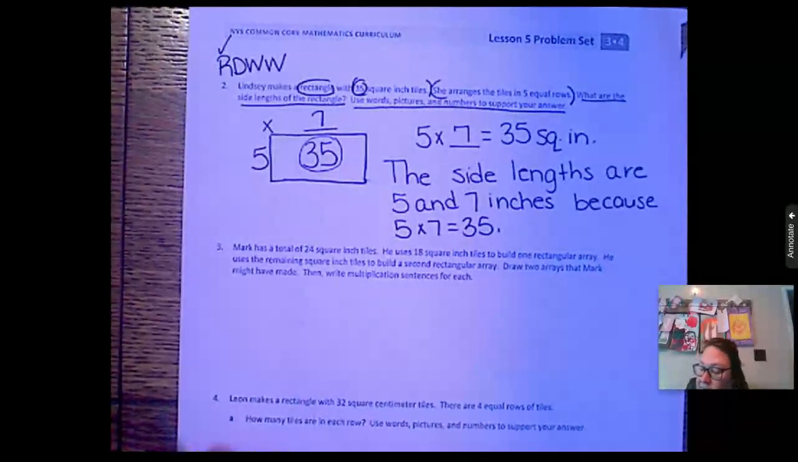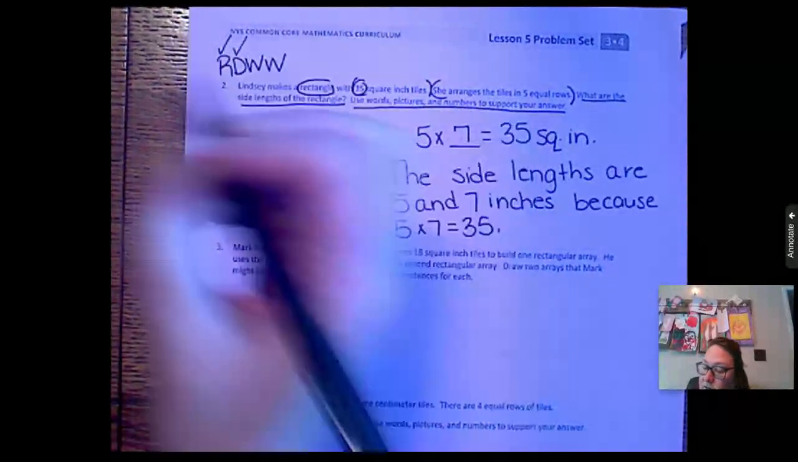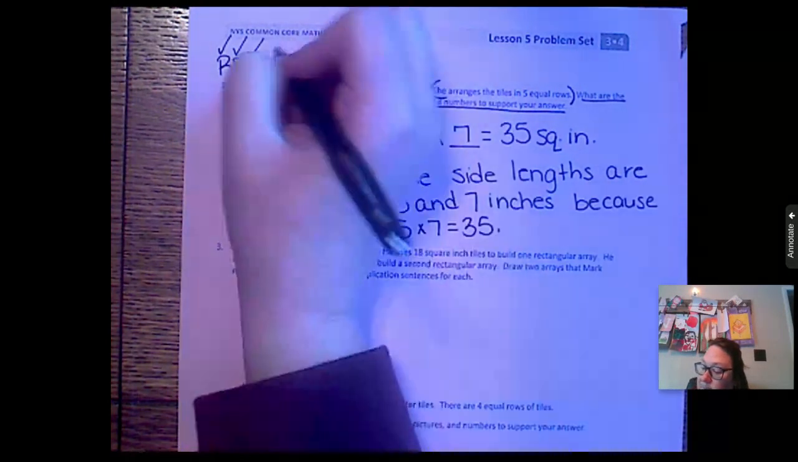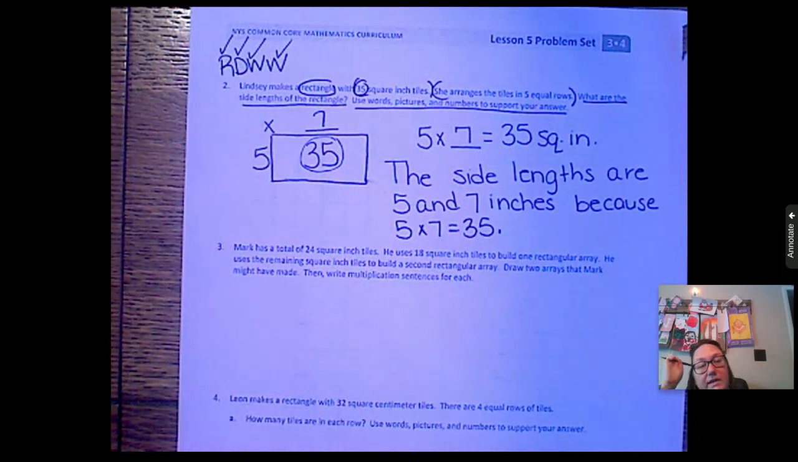So let's make sure I did everything. I did a draw. I drew that rectangle. I wrote a number sentence, and we wrote our sentence. Okay, let's go to number 3.